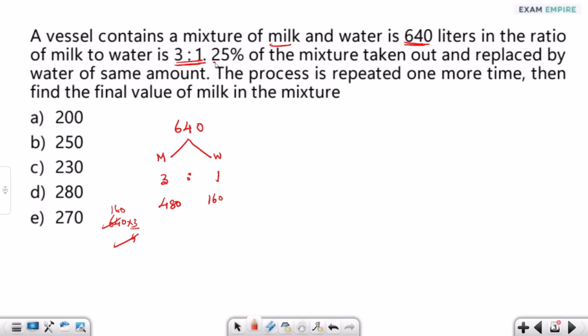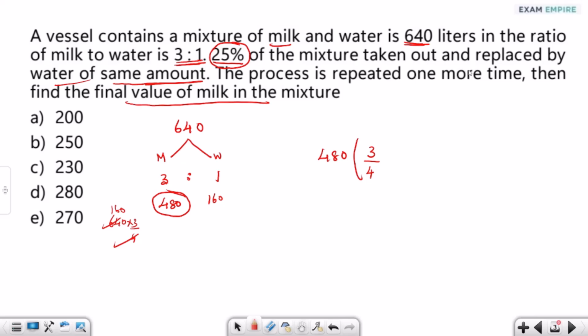Now what happens? 25% of the mixture is taken out and replaced by the same amount of water. The process is repeated one more time. Then find the final value of milk in the mixture. So what is the initial value of milk? 480. In this, 25% is going to be taken out. So what will be the remaining? 3 by 4 will be the remaining.